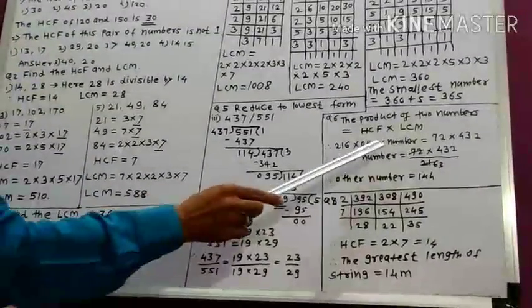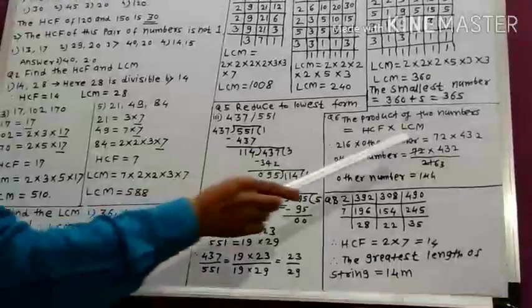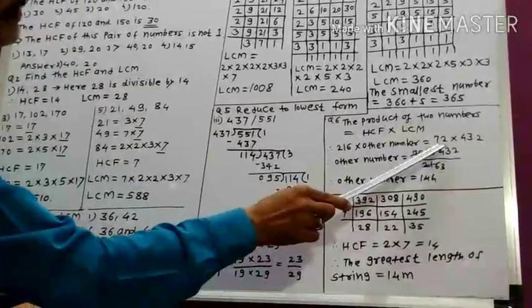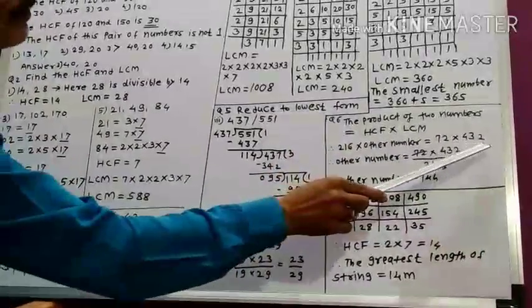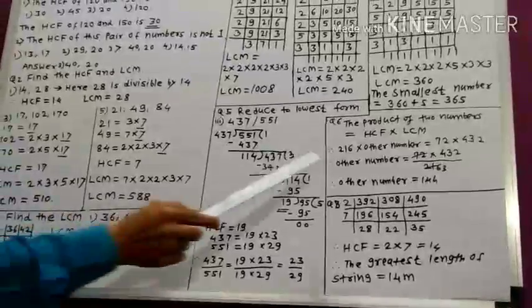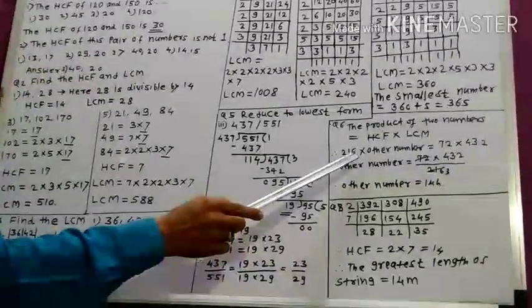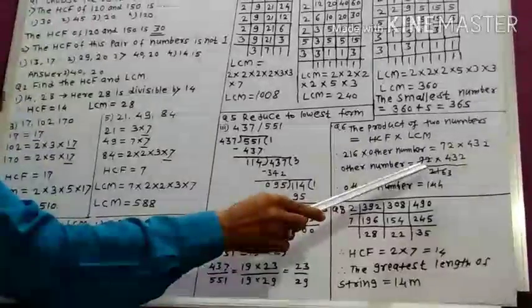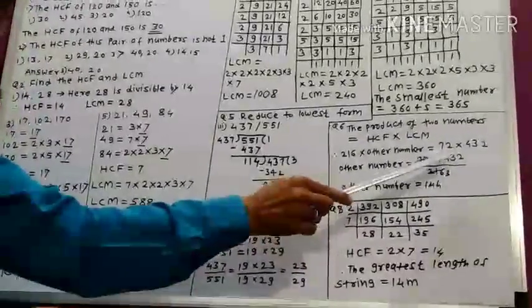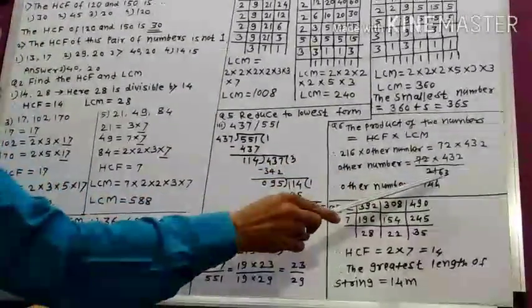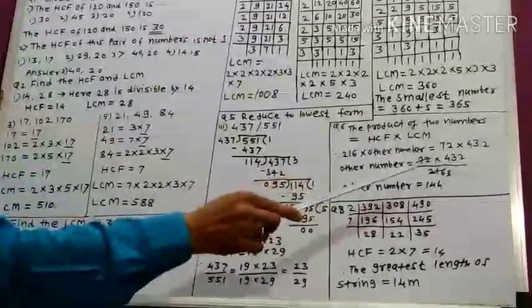Here in question 6, one number is given, 216. We have to find the other number. There HCF is 72, LCM is 432. To find the other number, 216 is divided and 72 into 432 divided by 216.